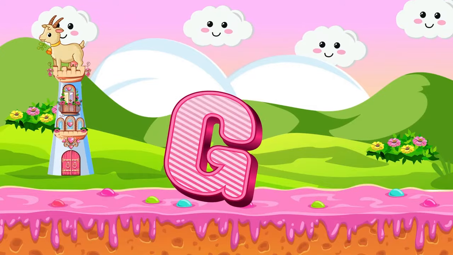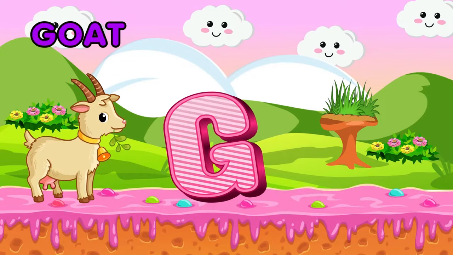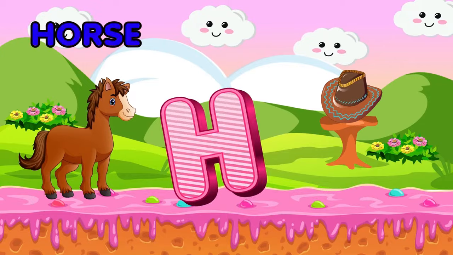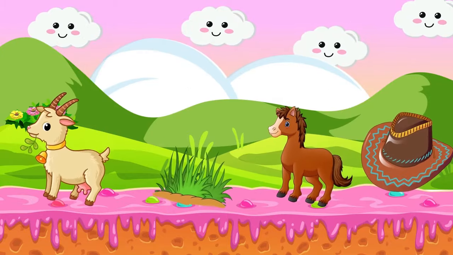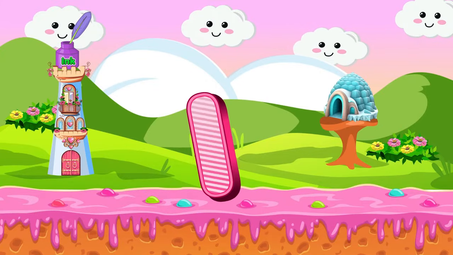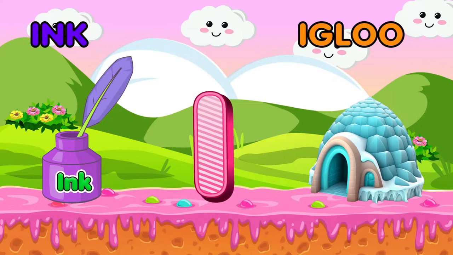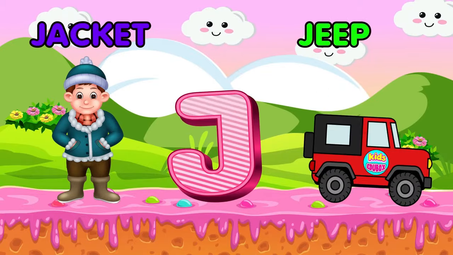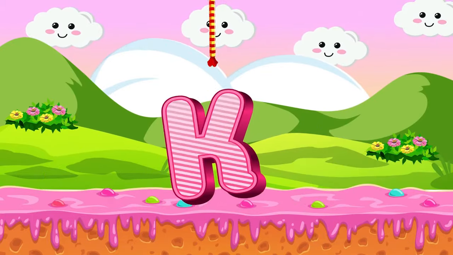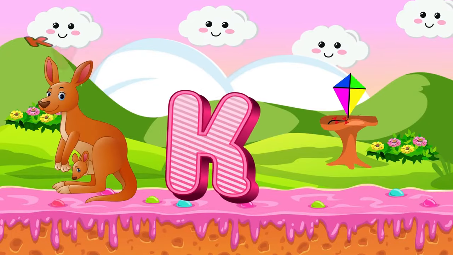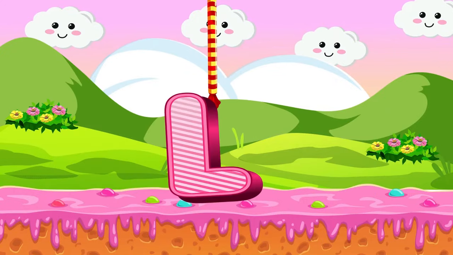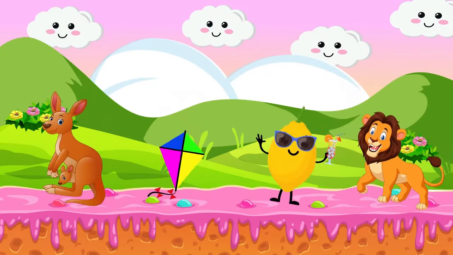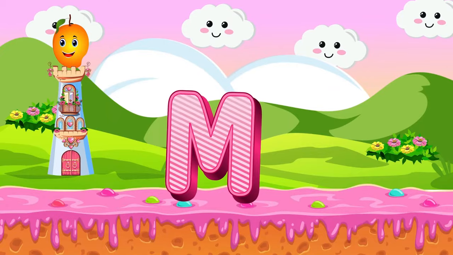G for goat and G for grass. H for horse, H for hat. I for ink and I for igloo. J for jacket, J for jeep. K for kangaroo, K for kite. L for lemon, L for line. M for mango, M for moon.